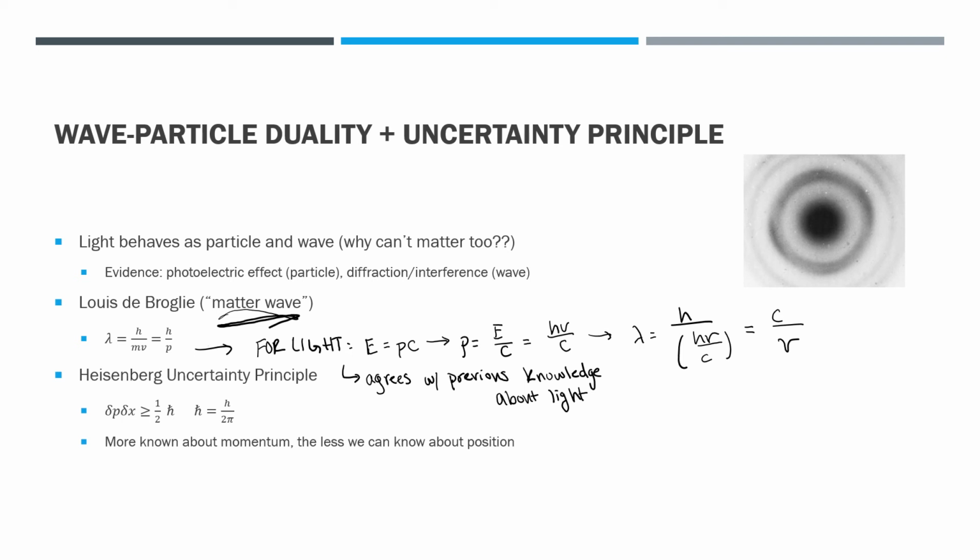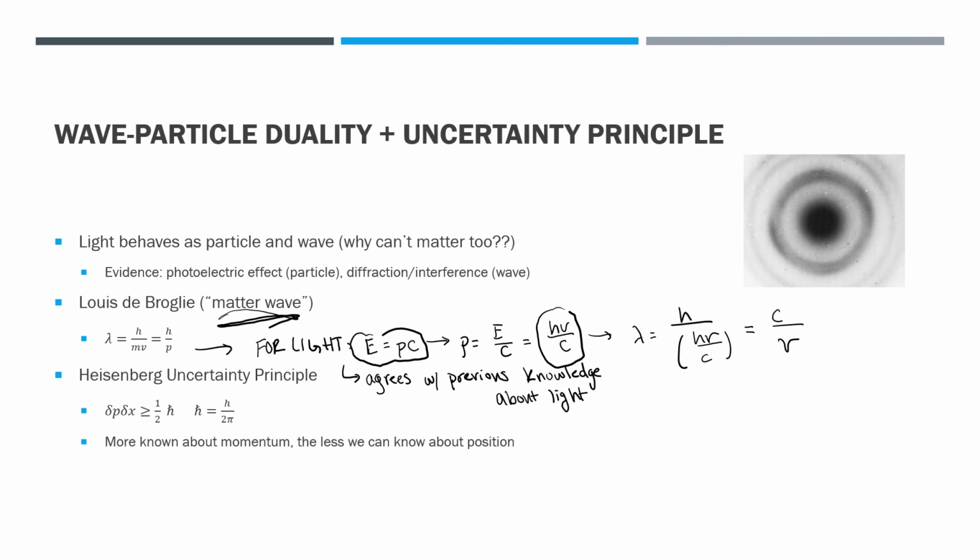Now I want to show just how, for light, this equation also agrees with what we previously know about the frequency and wavelength relation of light. So for light, we have this equation that the energy of light equals the momentum times the speed of light. If we rearrange this equation, we get that the momentum equals the energy divided by the speed of light. And because of Planck, we know that the energy of light is the same thing as Planck's constant times the frequency of light. So now we have this equation for the momentum of light: Planck's constant times the frequency divided by the speed of light.